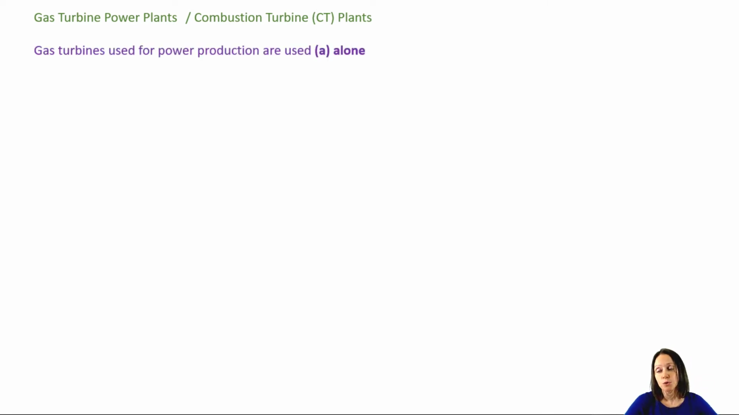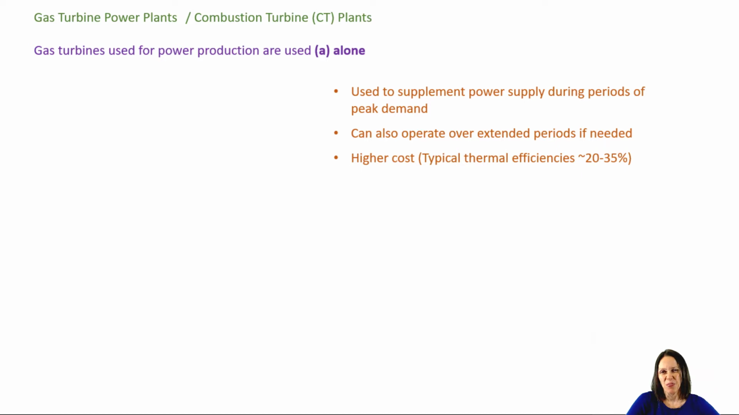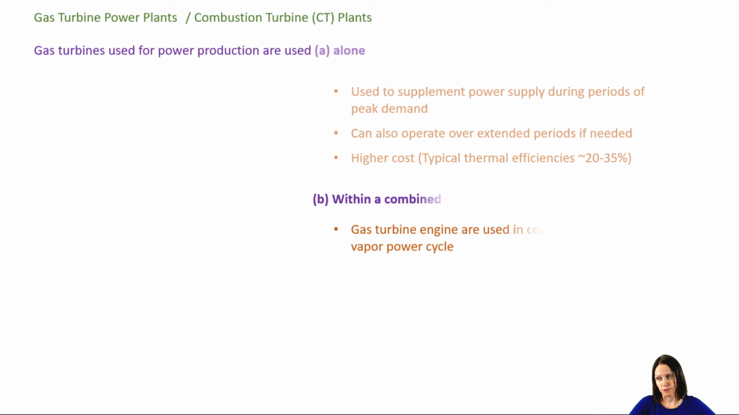They can be used by themselves, alone. When they're used like that, they're used to kick on during times of peak load. They can operate over extended periods if you need them to, but they are typically more expensive to run because they have relatively lower thermal efficiency. So you typically don't want to run them over extended periods of time if you don't have to.